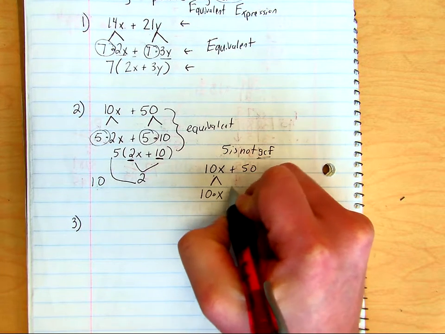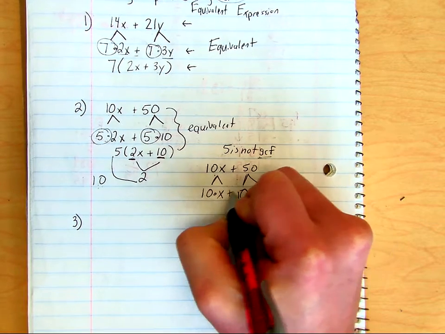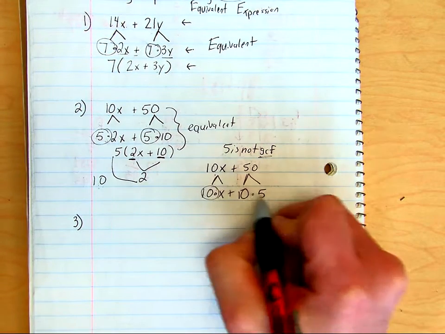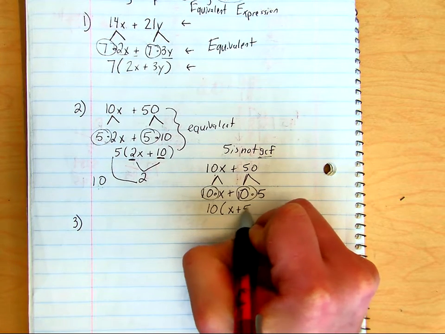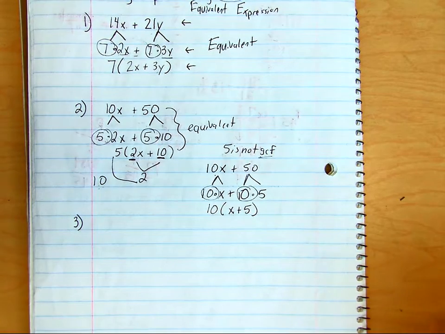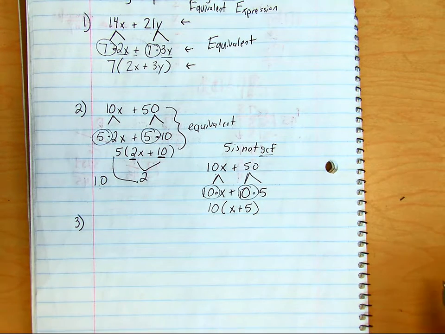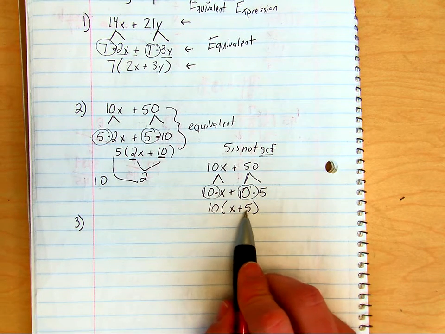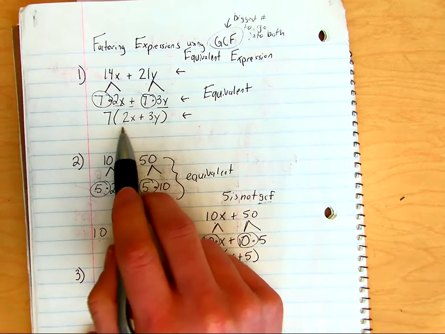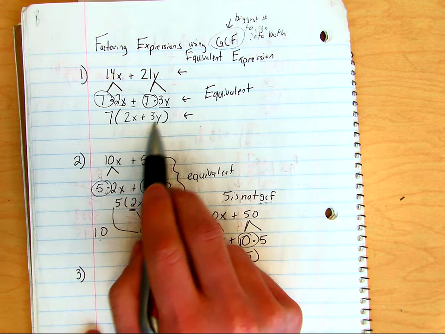10 times x, and this would be 10 times 5. So I could factor out the 10 now. 10 times x plus 5. 10 times x is 10x. 10 times 5 is 50. X and 5 do not have a common factor, so I know I factored it all the way. If I go back to the first example, 2x and 3y, there's nothing besides 1 that can go into either of these.